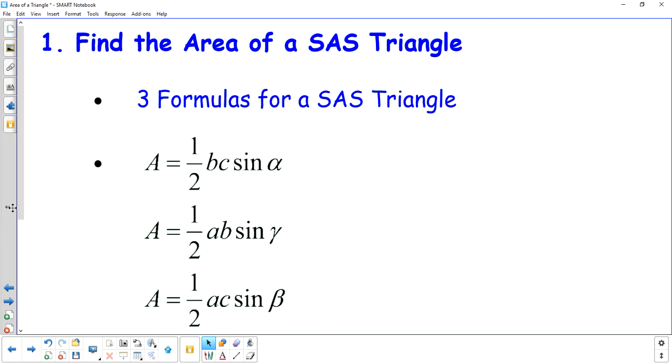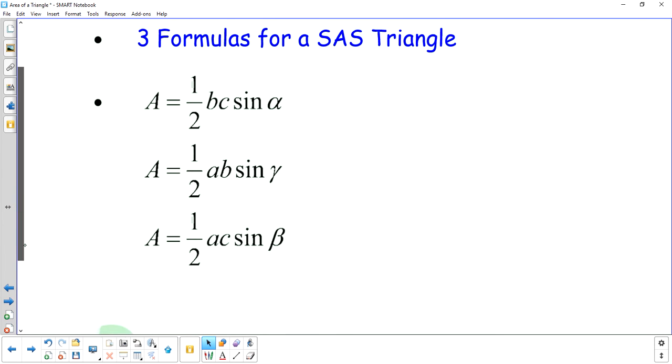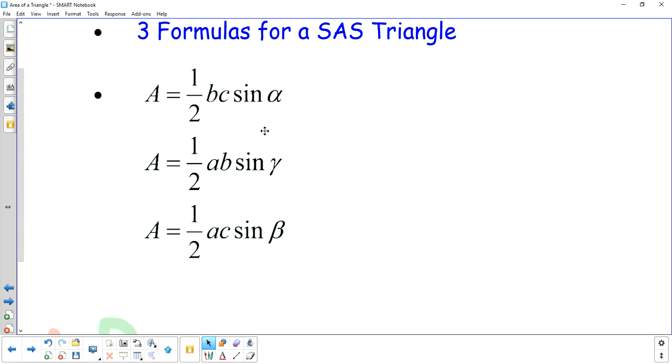So you can see them all right here, and you'll just notice that they only change based on which angle we have, and then there are two different sides for which it would be included in. Angle alpha is always between B and C, gamma is always between sides A and B, and angle beta is always between sides A and C. So the area is just 1/2 times the product of the two sides times the sine of our angle.